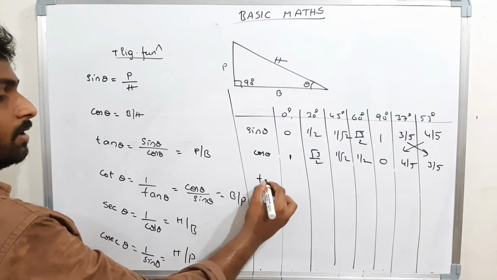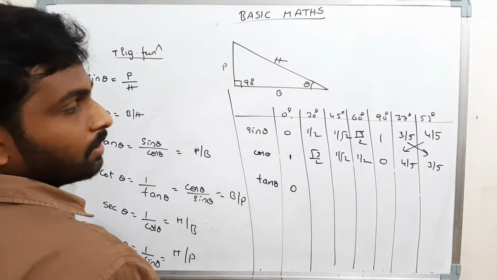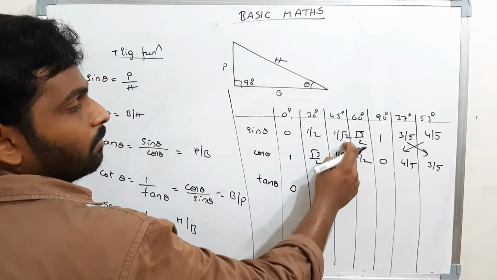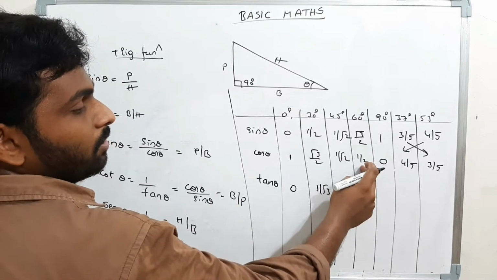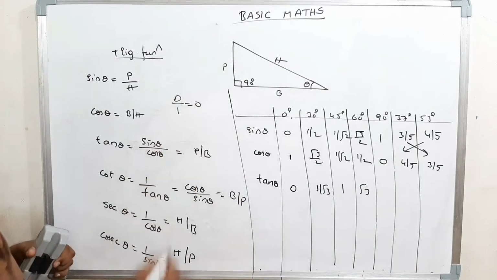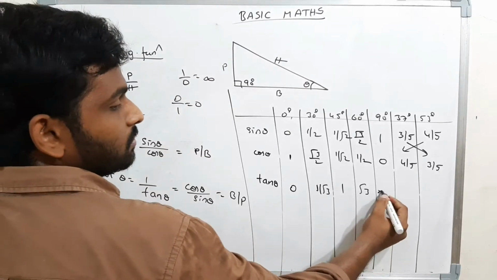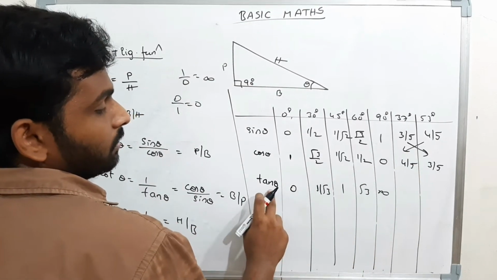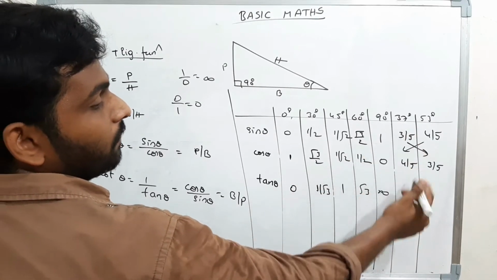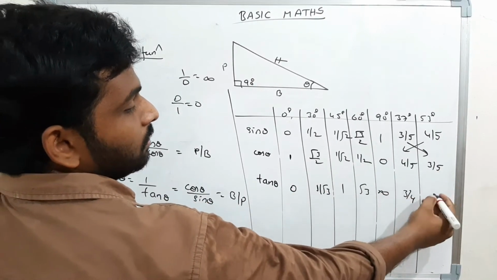Now tan, I think from here we can solve. Tan means sin by cos, that is 0 by 1 is 0. 1 by 2 by root 3 by 2 is 1 by root 3. 1 by root 2 by 1 by root 2 is 1. Root 3 by 2 by 1 by 2 is root 3. 1 by 0, anything by 0, is infinity, undefined. Therefore it is infinity. And tan 37 means 3 by 5 by 4 by 5, which is 3 by 4. And tan 53 is 4 by 5 by 3 by 5, which is 4 by 3.